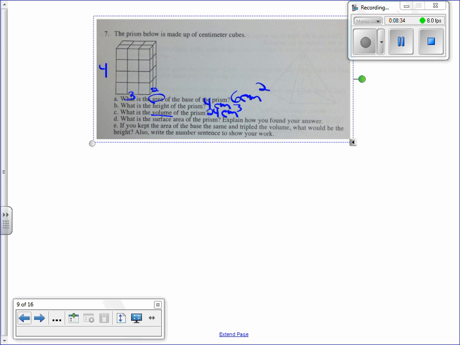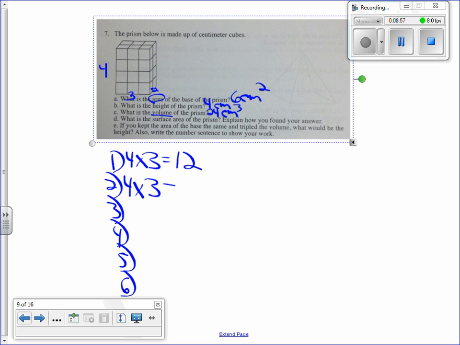Volume means cubed. What is the surface area of the prism? Well, this prism has 6 faces. Remember how I taught you guys how to do this so we don't make any mistakes? Let's just do the front face first. We have 4 times 3, which equals 12. Front face is the same as the back face, which is 4 times 3 equals 12.